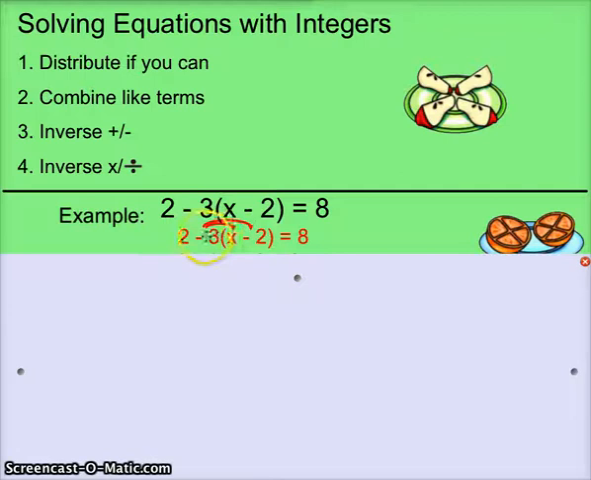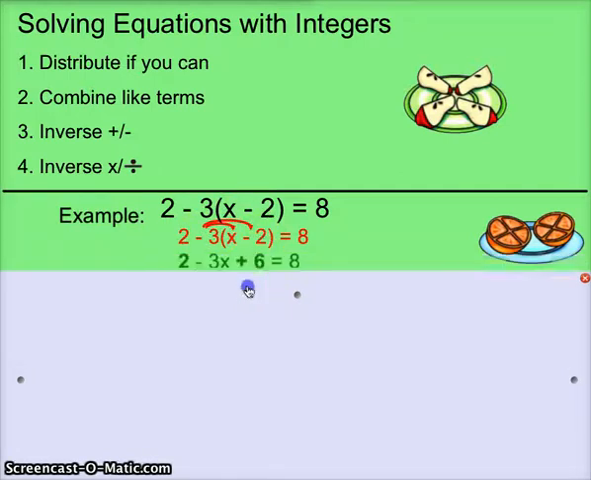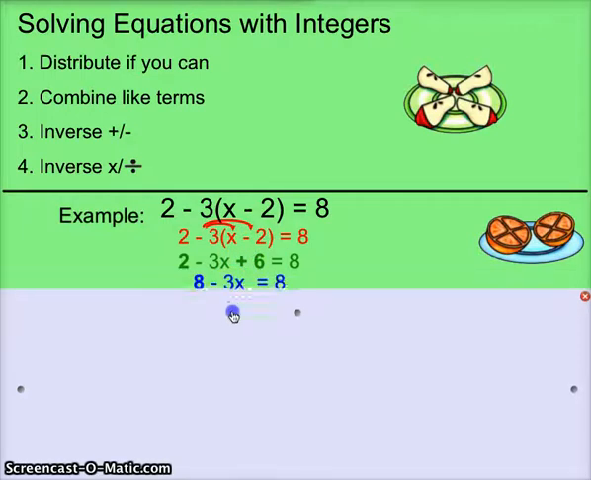So let's distribute to x and let's distribute to negative 2. Negative 3 times x is negative 3x, and negative 3 times negative 2 becomes positive 6, equals 8. Now let's combine like terms. I have a positive 2 here, and I have a positive 6 here. These are both integers that can be combined. Well, 2 plus 6 is 8. I still have my negative 3x, and then on the other side I have equals 8.